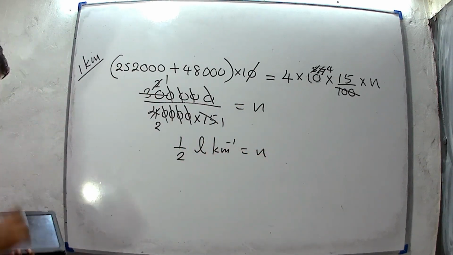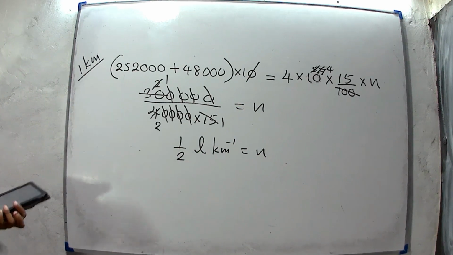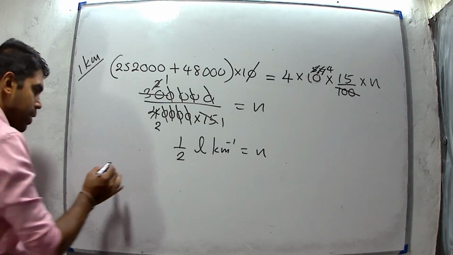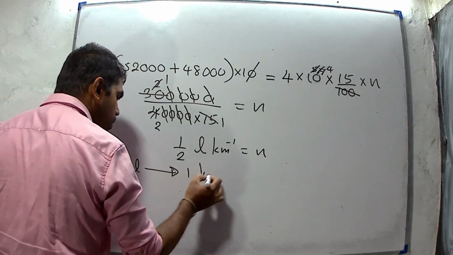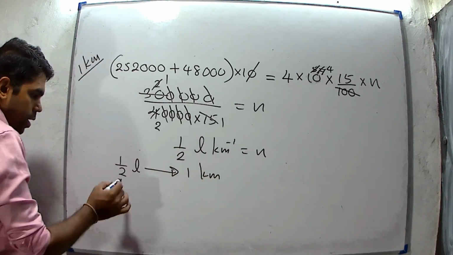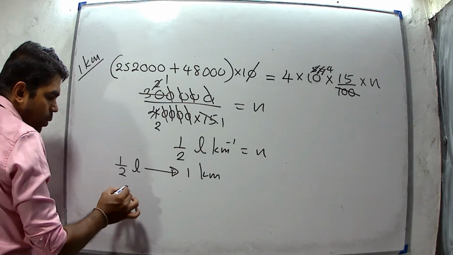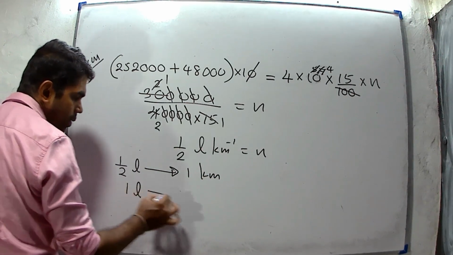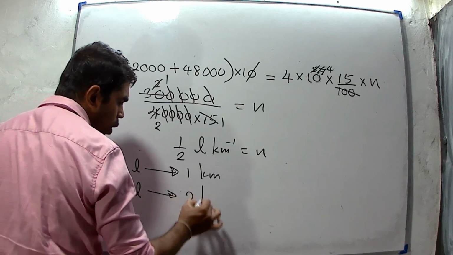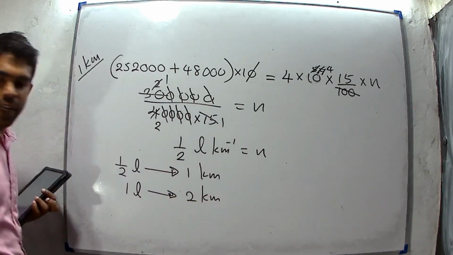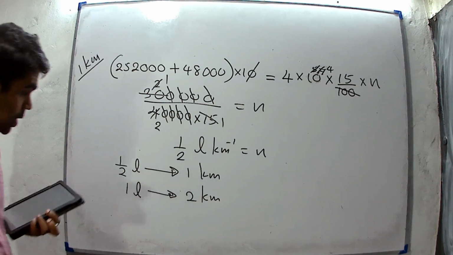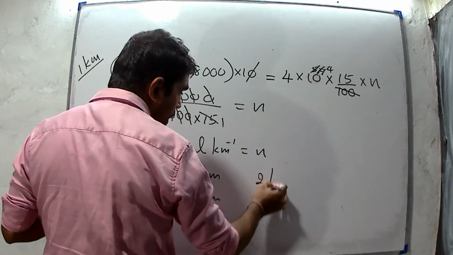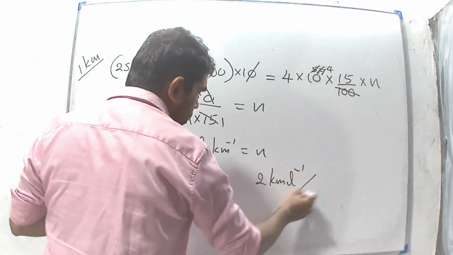We have to find number of kilometers per liter. Then it will get half liters to move 1 kilometer. Then we can multiply by 2. 1 liter for 2 kilometers. Therefore, we can write petrol efficiency or fuel efficiency 2 kilometers per liter.